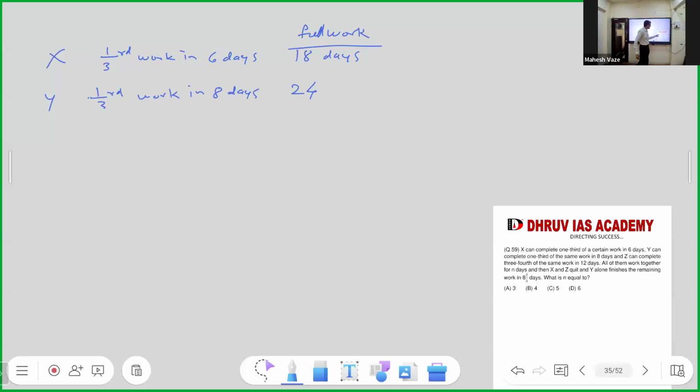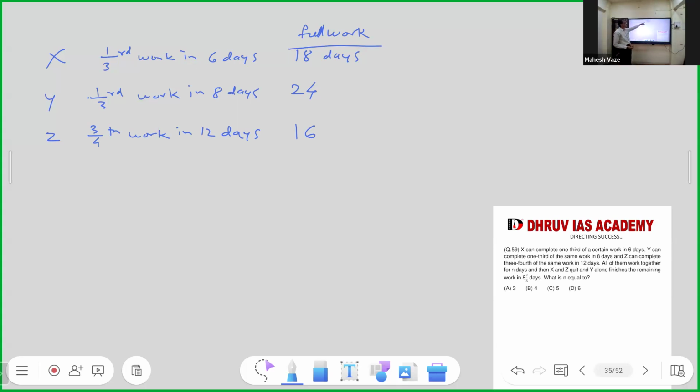Z, 3/4 of the work in 12 days. So the entire work will be 12 into 4/3. So 48/3, that is 16 days. Okay, you can just use ratio and proportion. See, 3, 4 and 12. So 1 in how many days? So 12 into 1 upon this. So 16 days. Now, all of them work together for n days.